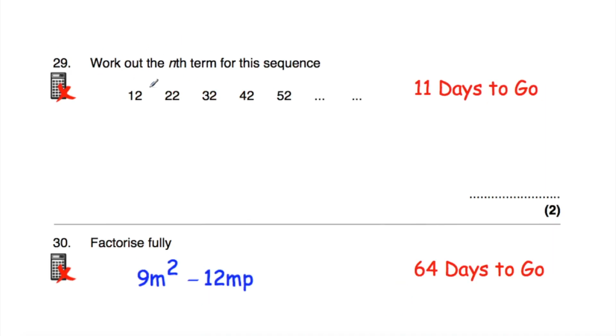So question number 29 is on the nth term. So we've got the sequence and we need to find its nth term. So the sequence is getting bigger by 10 each time. So let's write down our 10 times tables, or our multiples of 10: 10, 20, 30, 40, 50.